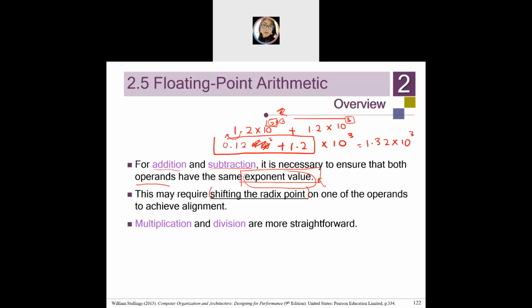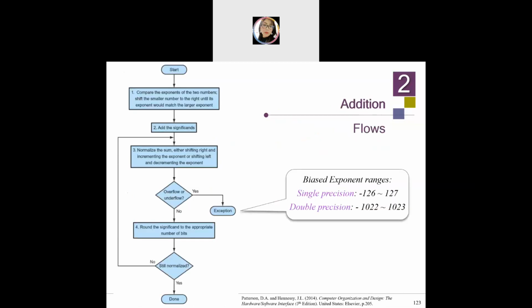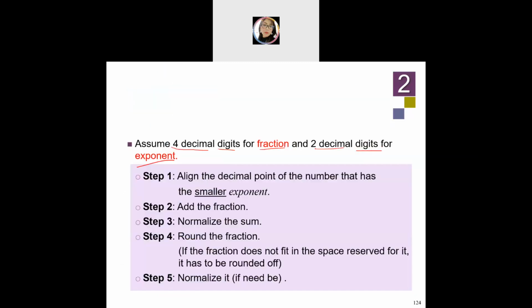Maybe you can also look into vice versa, how you are going to shift your radix point. And then multiplication and division is more straightforward. So this is the addition flow. Next, the bias exponent range for single precision and double precision.